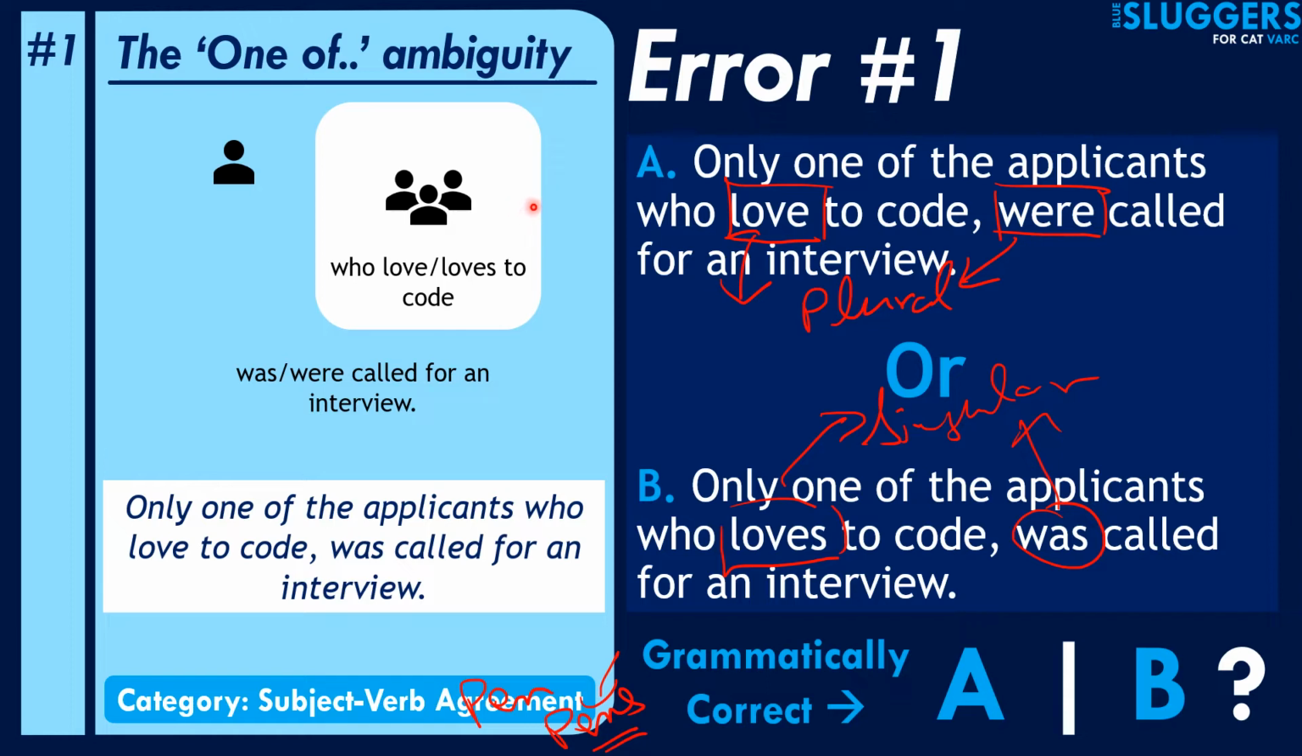Now, the subject-verb agreement, the very basic rule is that the verb has to agree with the subject, especially in terms of being singular or plural. That means if the subject is singular in form, the verb should also be singular in form, and if the subject is plural in form, the verb also has to be plural in form.